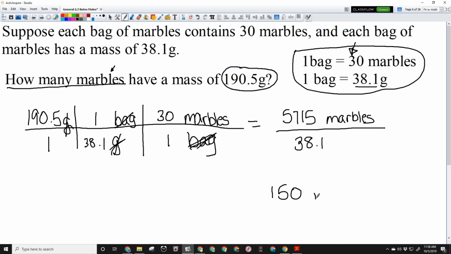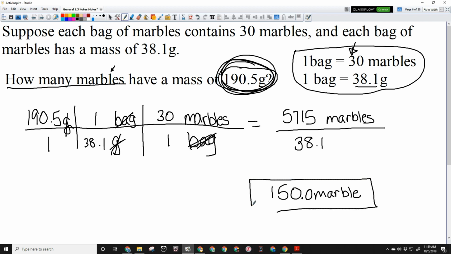Marbles. So sig figs, we need to make sure we do sig figs here. We have 4 sig figs for our given data. So we need 4 sig figs for our answer. This is only 3. So I'm going to have to add another significant digit, which is going to be a decimal and a 0. So these are trailing zeros. So remember the rules. Trailing zeros count as significant digits if there's a decimal, and this has. So there is our answer, 150.0 marbles.